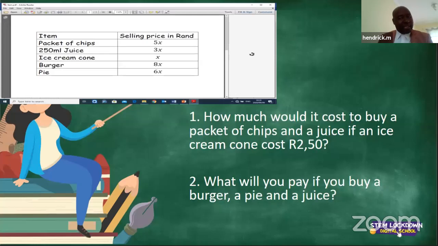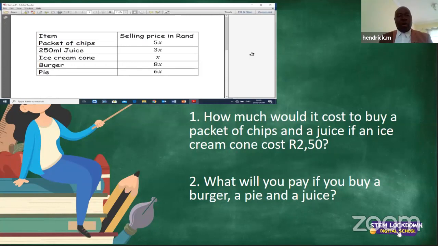Alternatively, you can just add the packet of chips and a juice. In this case, the packet of chips is 5x plus 3x. And what does it give you? 5x plus 3x gives you 8x. Then once you have 8x, you can substitute the value of x, which is 2.5, or 2 rand and 50 cents. Once you multiply 2.5 by 8, you indeed get 20 rand. So thank you very much indeed for taking the time and the trouble to answer this question.